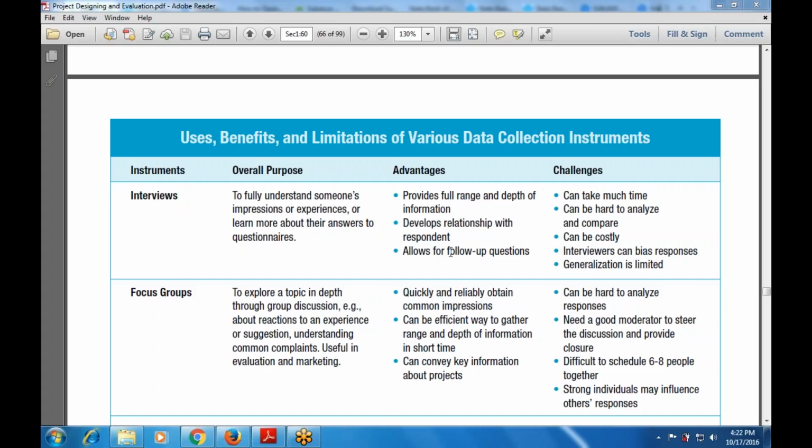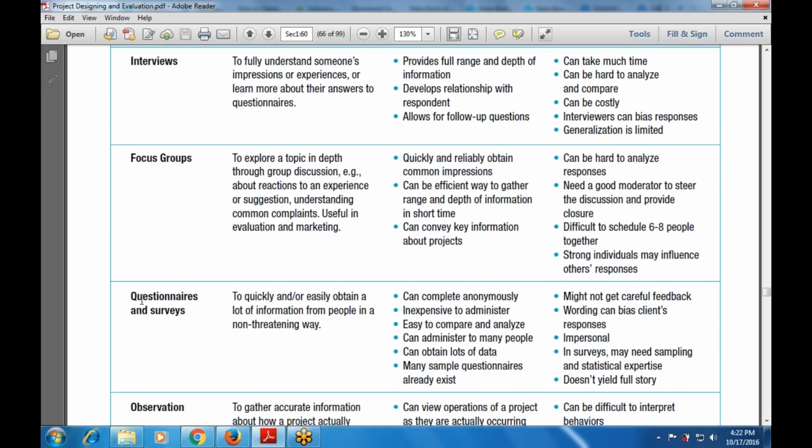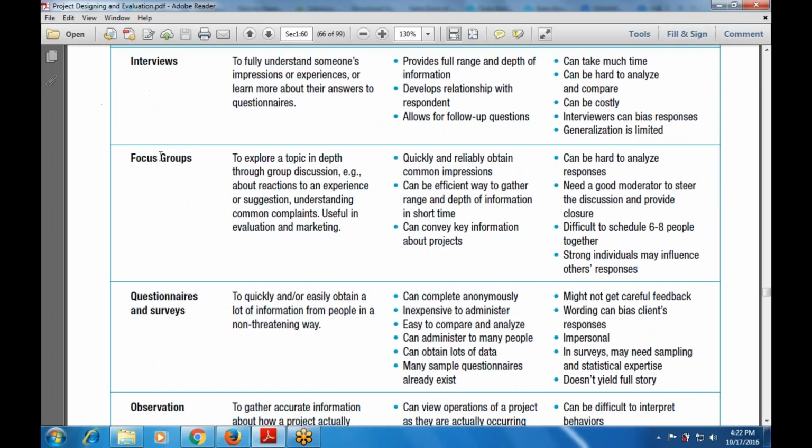What are the various methods that are carried out with the project? So we have done the interviews, we have done the focus groups, that means the group discussion. The next one is the questionnaire and the surveys. Now, any doubts over here, anyone, on the interview and the focus group?